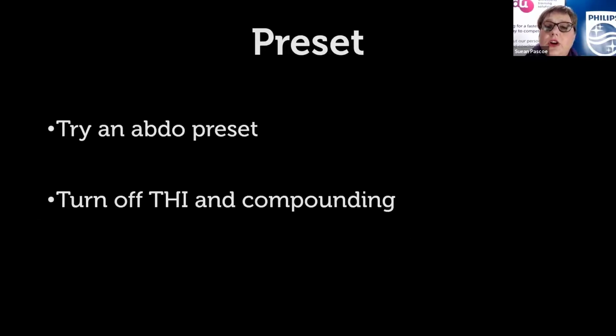The next thing you can try is an abdo preset instead of the lung. On some machines, they have a lung preset, but if you haven't got a lung preset, just try it with an abdo preset. But what you will need to do is turn off your tissue harmonics imaging and compound imaging.